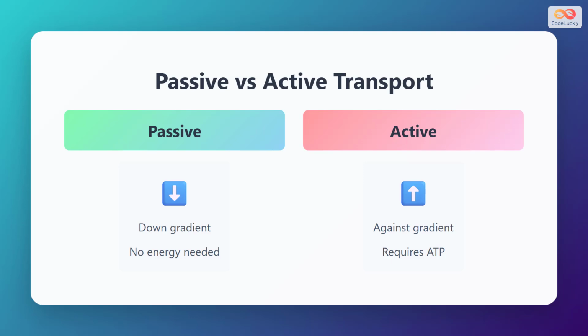It is important to understand the difference between passive and active transport. Passive transport moves molecules down their concentration gradient and requires no energy. Active transport, on the other hand, moves molecules against their concentration gradient, from low to high concentration, and this requires energy in the form of ATP. Both types of transport are essential for cell survival, but they serve different purposes depending on what the cell needs to accomplish.